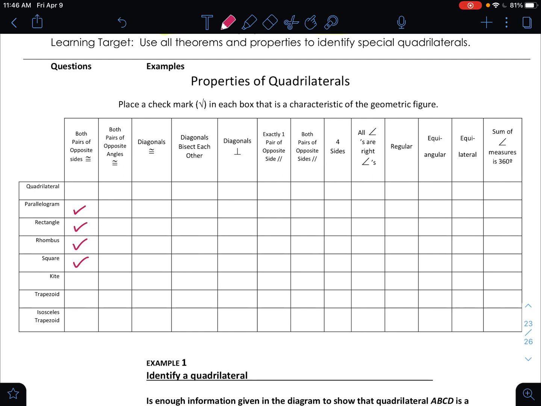So go ahead and pause, see how much of the table you can fill out, and then come back and I'll quickly go over the different check marks.